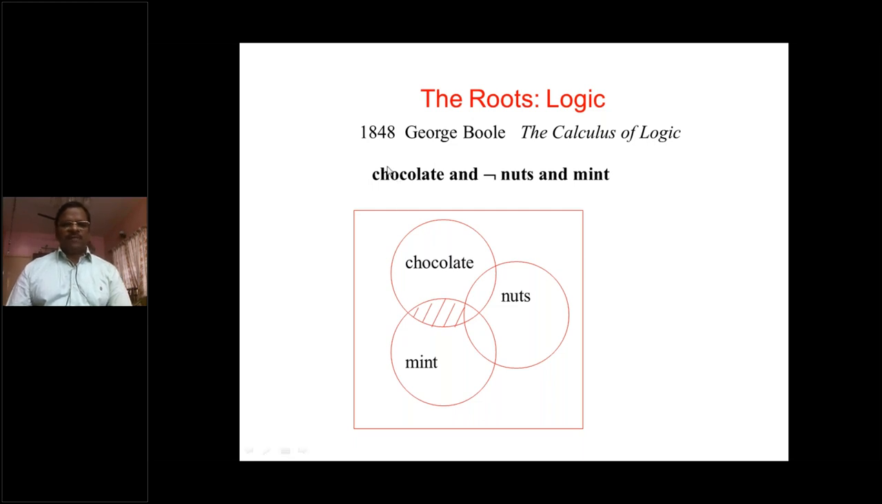Now, you know that chocolate and nuts and mint are logically formed by using set theory concepts. These are some examples of logic representation. By means of this logic representation, we can predict the variables, how we can store the variables in an AI system, how the information is carried out, and what techniques are applied.